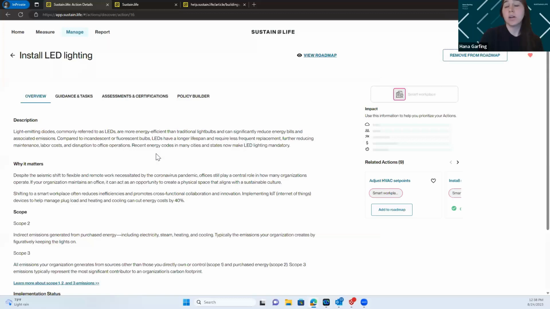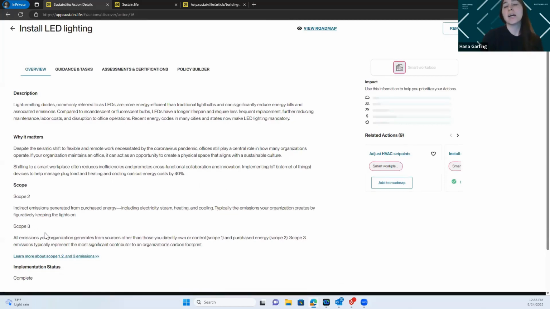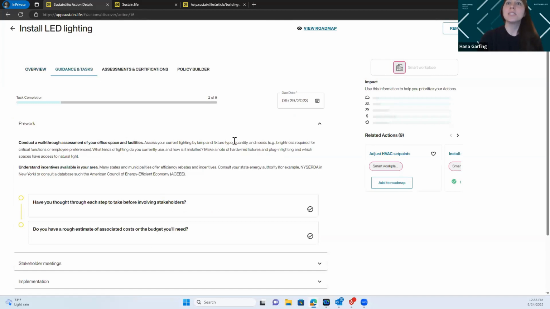And this is how all of our actions are set up. Some of them might have even additional information, but all of your actions, you're going to come in, you're going to see a description of that action. You're going to see why it matters, in case you need to make a case back to the company, or you're just like, oh, why is this actually important? You'll see the scope alignment that the action has, whether it's scope 1, 2, or 3. You'll have guidance and tasks, and this is really your checklist on how to actually complete the action. So we lay it out for you.